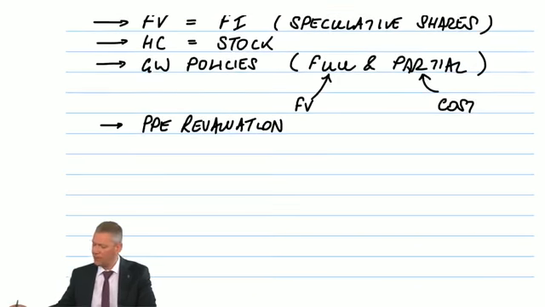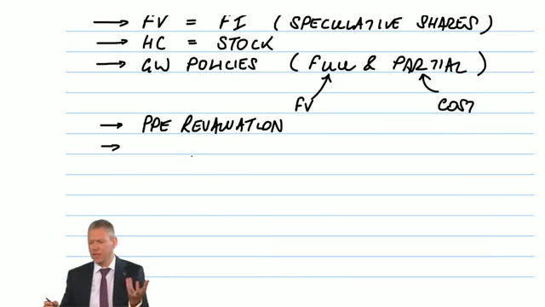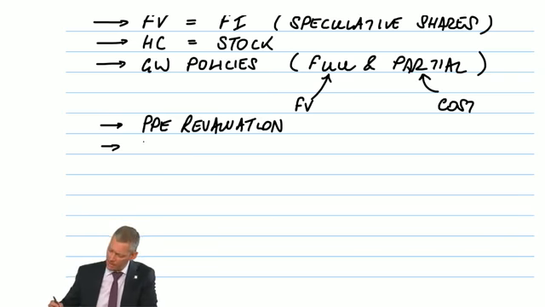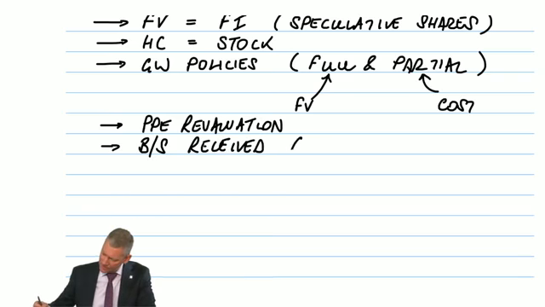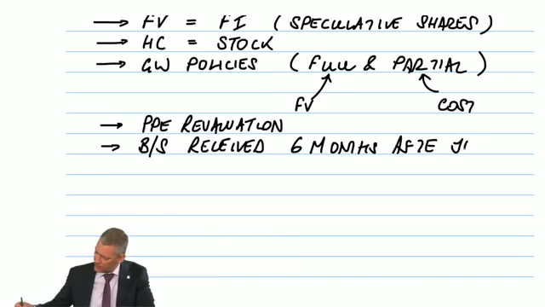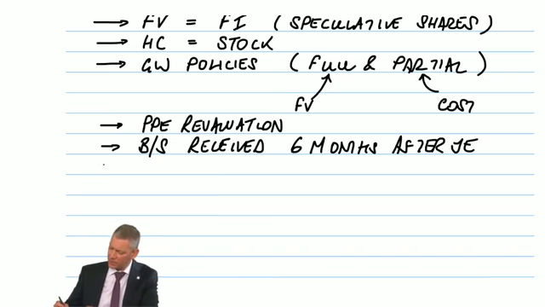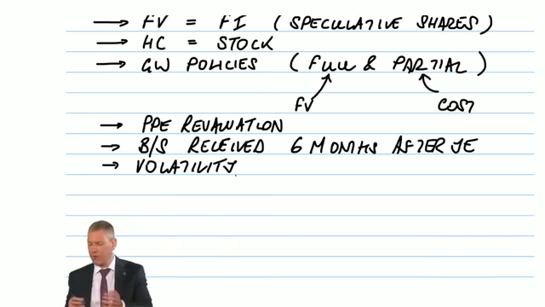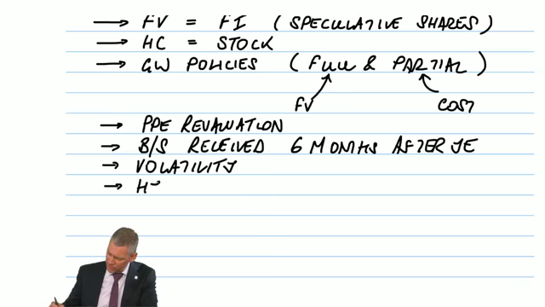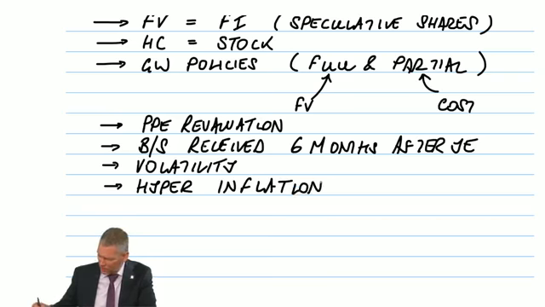And then you can talk about the fact that shareholders receive the balance sheet 6 months after the year end, and therefore even by the time you get it, it's already 6 months old. And that leads to the importance of volatility. Maybe the information would be irrelevant, and then you can have hyperinflationary environments. You can talk about that. You can talk about anything you want.